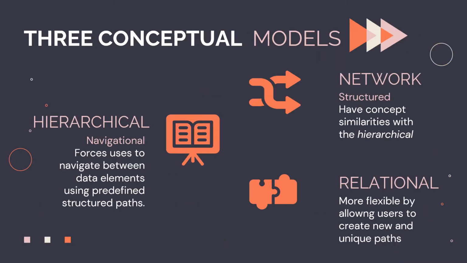So next, we have the three conceptual models, which are the hierarchical, network, and relational. Because of certain concept similarities, the hierarchical and the network bases are termed navigational or structured models. The way that data are organized in these early database systems forced users to navigate between data elements using predefined structured paths. The relational model is far more flexible by allowing users to create new and unique paths through the database to solve a wider range of business problems.